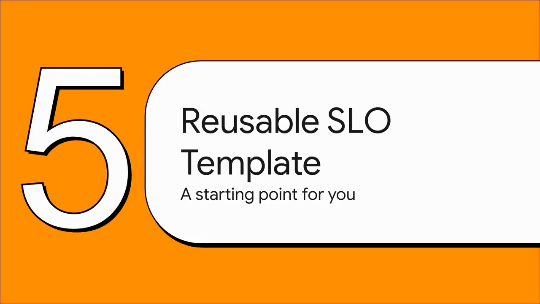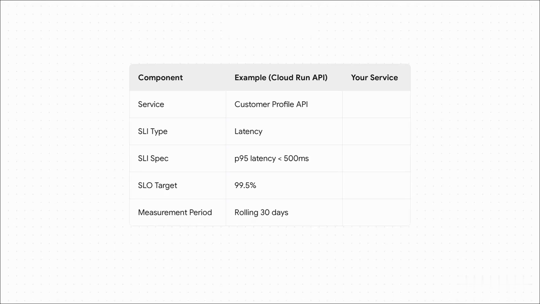This whole approach is just so powerful because it's something you can use over and over again. And to help you get going, we've put together a really simple template you can basically copy and paste for your own services. All you have to do is fill in the blanks for your own service. What are you measuring? What's the key indicator? What's your specific goal and over what time frame? Just answering these 5 questions is the start of building a whole new culture around reliability.